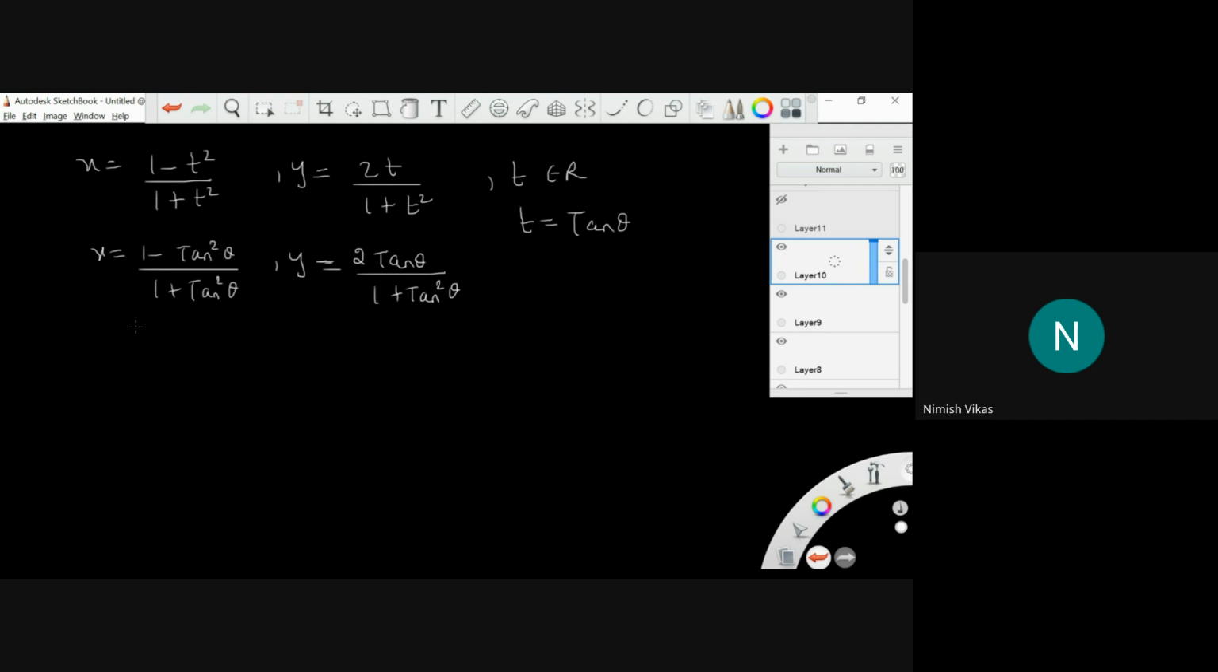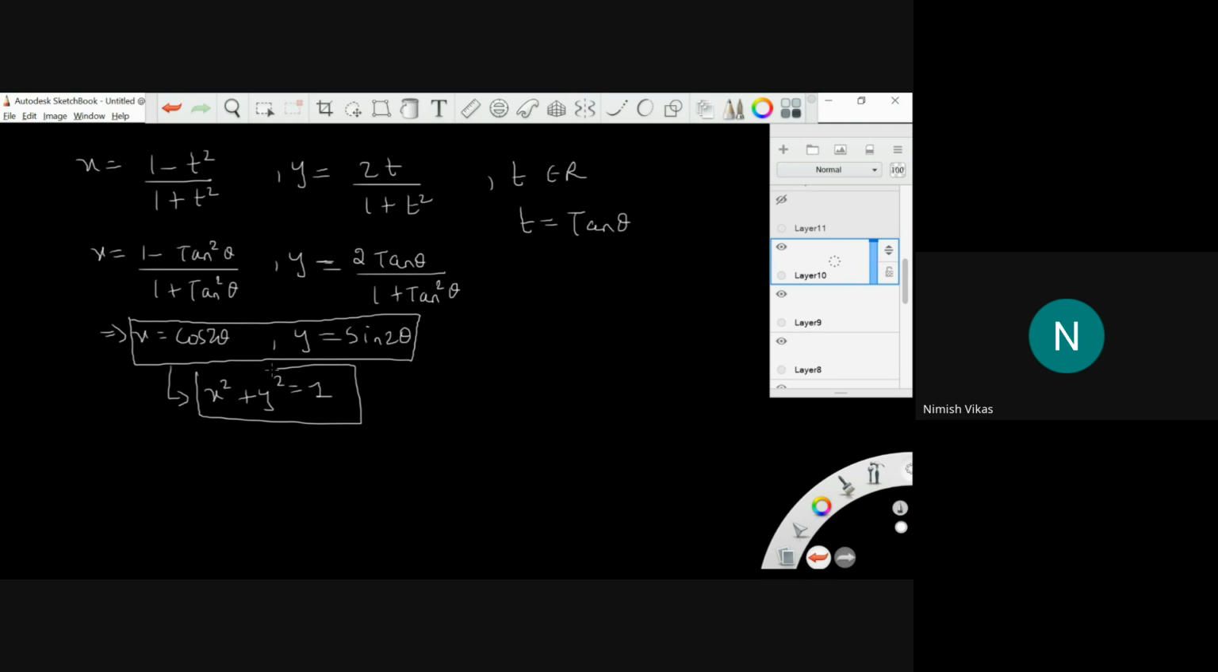ठीक है? Now this formula is for cos 2 theta and this formula is for sin 2 theta. These trigonometry formulae you have to remember, cos 2 theta and sin 2 theta. And now if you relate this, sin square 2 theta plus cos square 2 theta is 1. So x square plus y square is equal to 1. So now this is a circle having radius 1 and center origin.